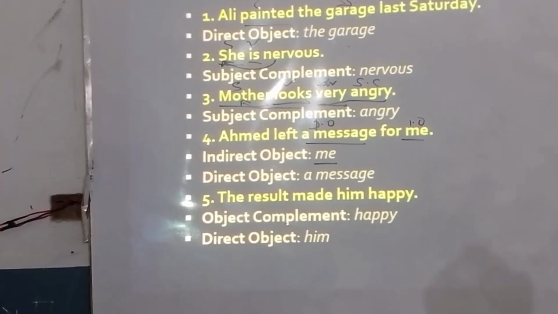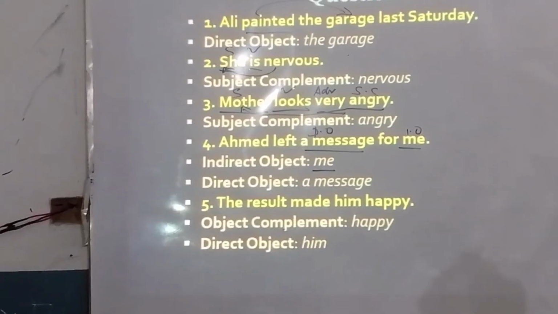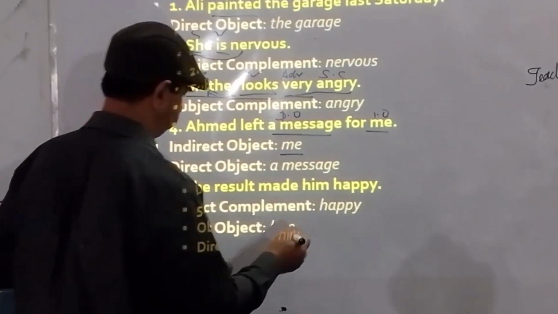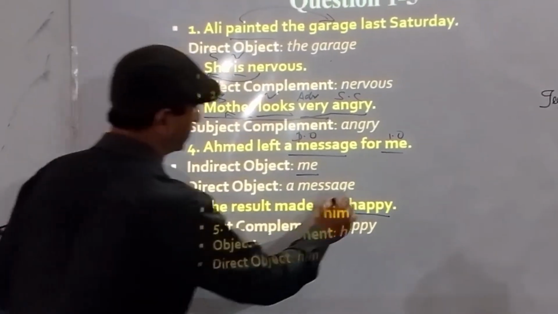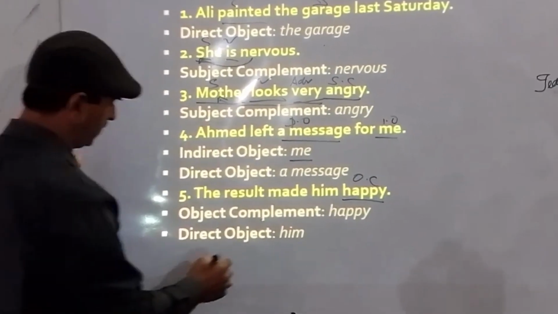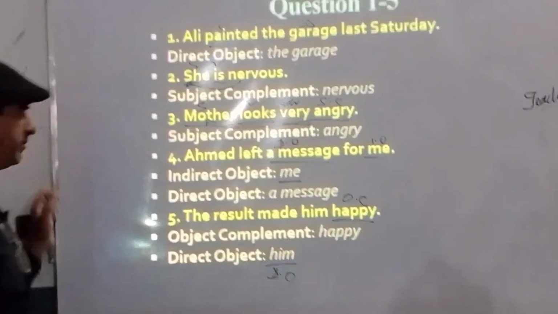Next one. The result made him happy. Clear? Now he says happy is object complement, OC. Clear? Him is direct object. Why?